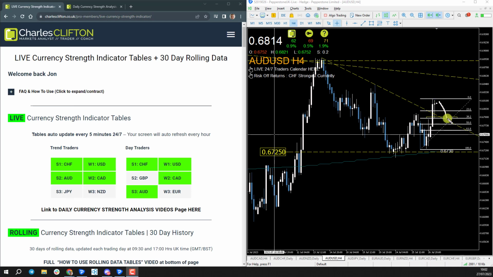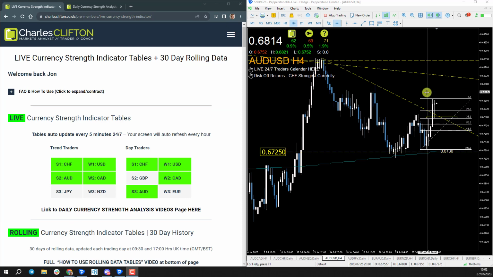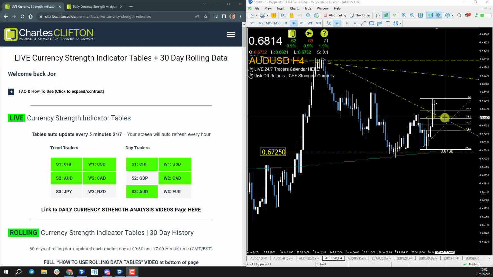Do we get a pullback into that 38.2 area? And if we do, do buyers start getting involved? And do we see a move up to the 68.90 area, or 69.00 would be nice to see, which is just slightly higher than that prior high there. So definitely I think we can see some upside in this market. I see the only value in this is in that pullback entry though at this current moment in time.